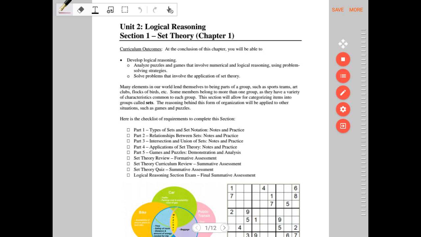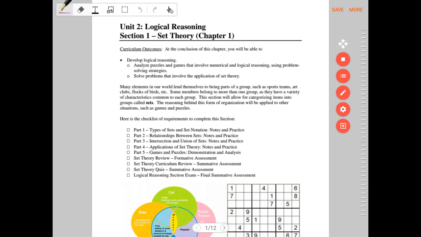Here is the checklist of requirements to complete this section. Part 1. Types of sets and set notation. Each part, of course, will have accompanying notes and practice. Part 2. Relationships between sets. Part 3, intersection and union of sets. Part 4 is applications of set theory. And Part 5 is games and puzzles. You'll have to do a demonstration and analysis in this part rather than the notes and practice. It's the best part of this whole course.